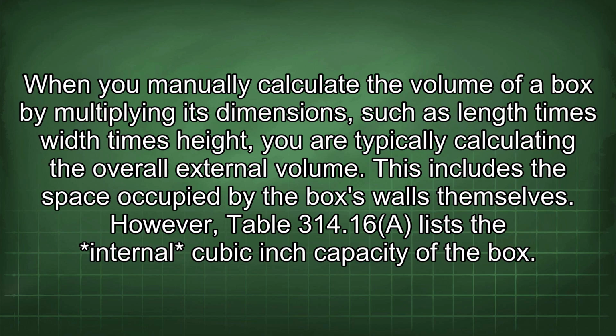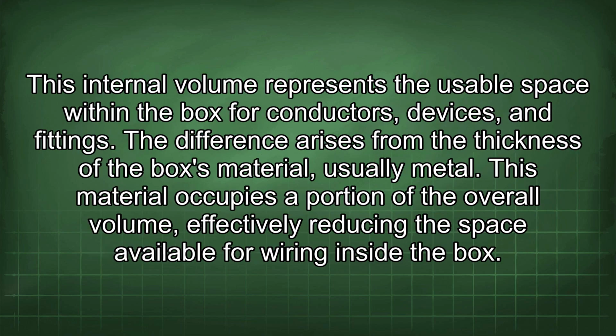However, Table 314.16 lists the internal cubic inch capacity of the box. This internal volume represents the usable space within the box for conductors, devices, and fittings. The difference arises from the thickness of the box's material, usually metal. This material occupies a portion of the overall volume, effectively reducing the space available for wiring inside the box.